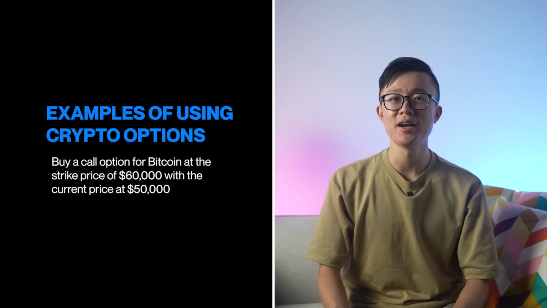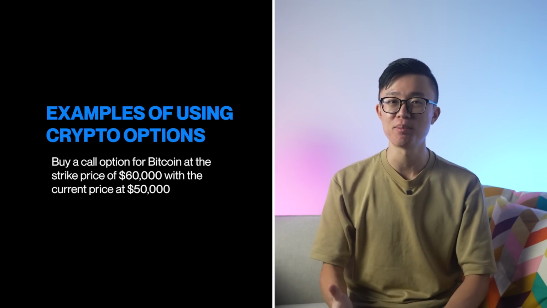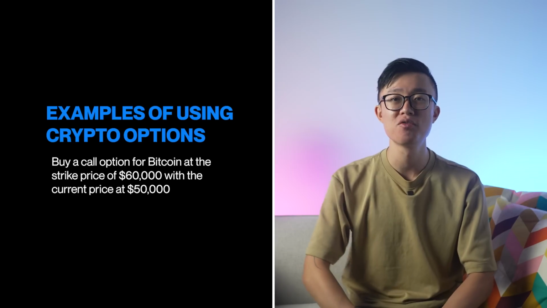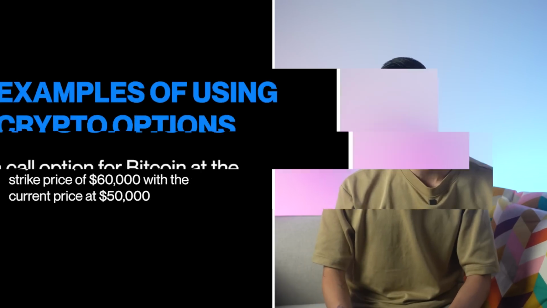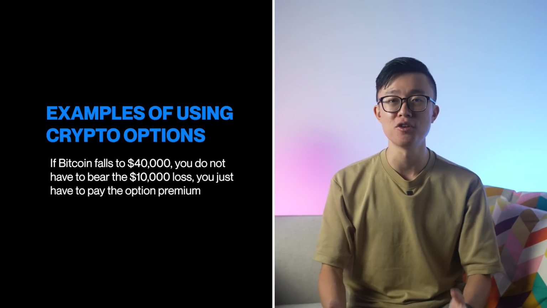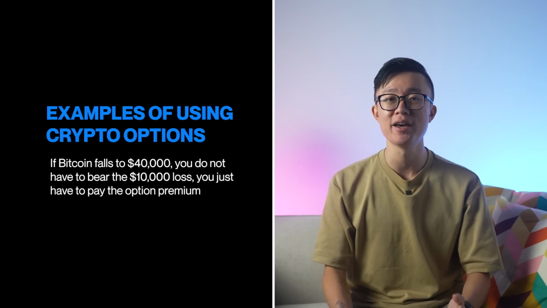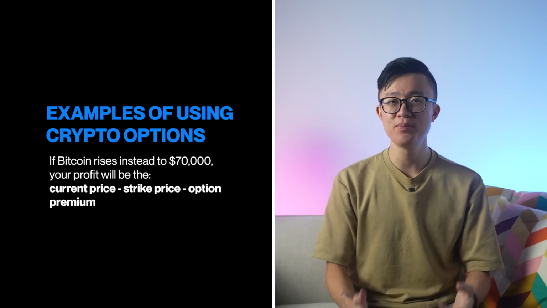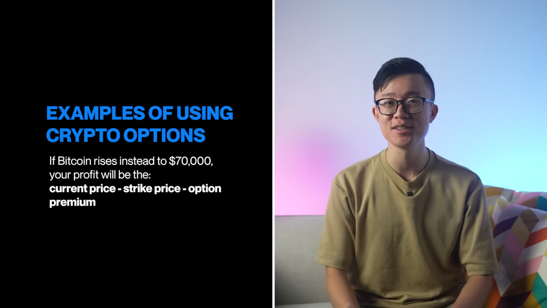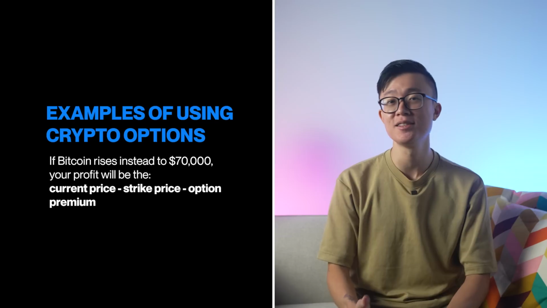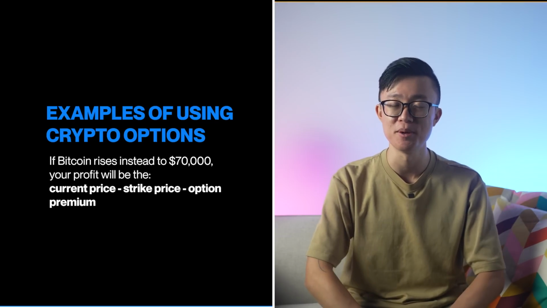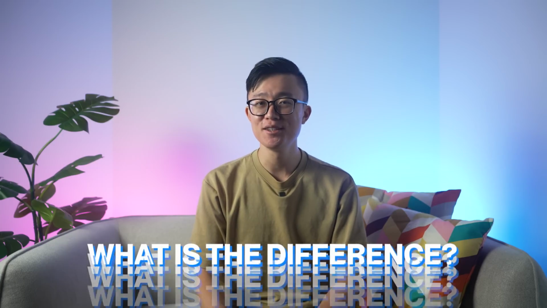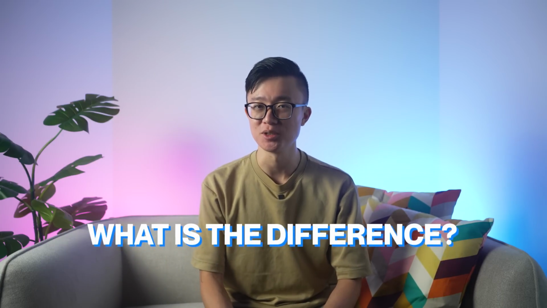So let's say you want to buy a call option for Bitcoin at the strike price of $60,000 with the current price at $50,000. If Bitcoin were to fall to $40,000, you do not have to bear the $10,000 loss. You just have to pay the option premium. If Bitcoin instead rises to $70,000, your profit will be the current price deducting your strike price and the option premium. So, what is the difference between crypto futures and crypto options?